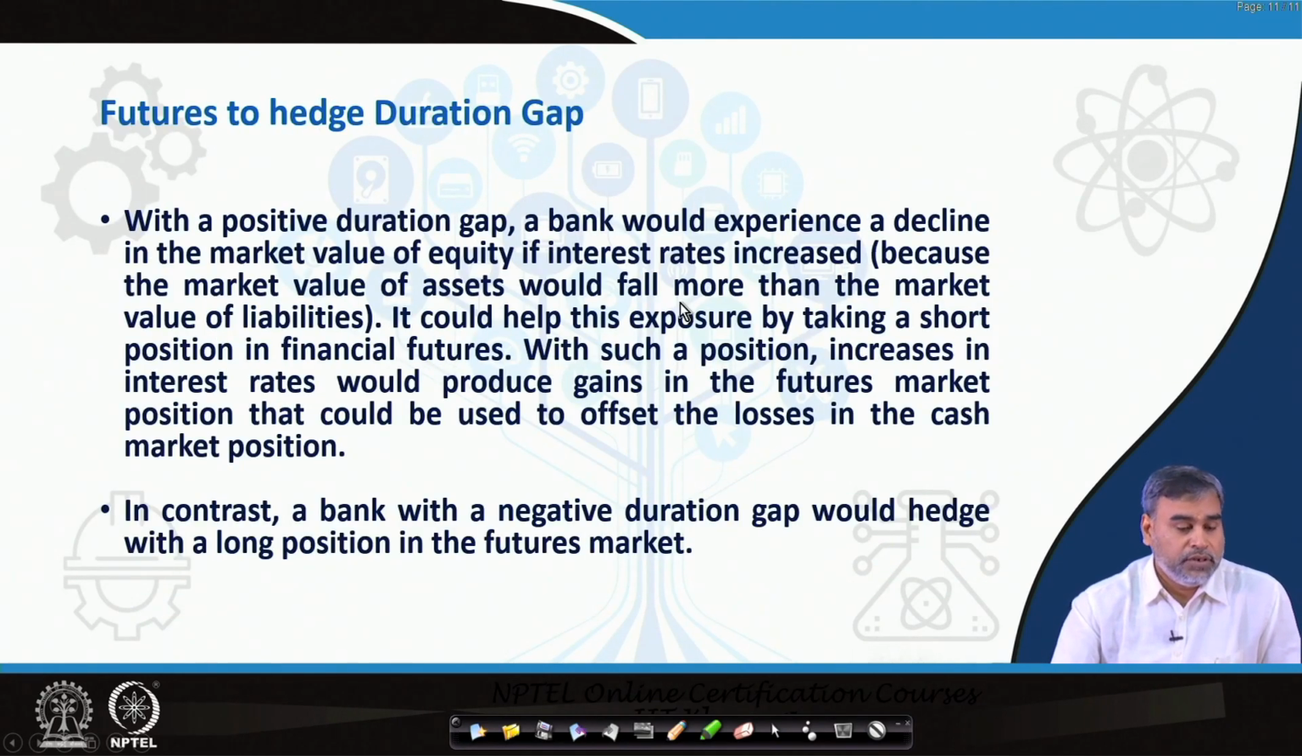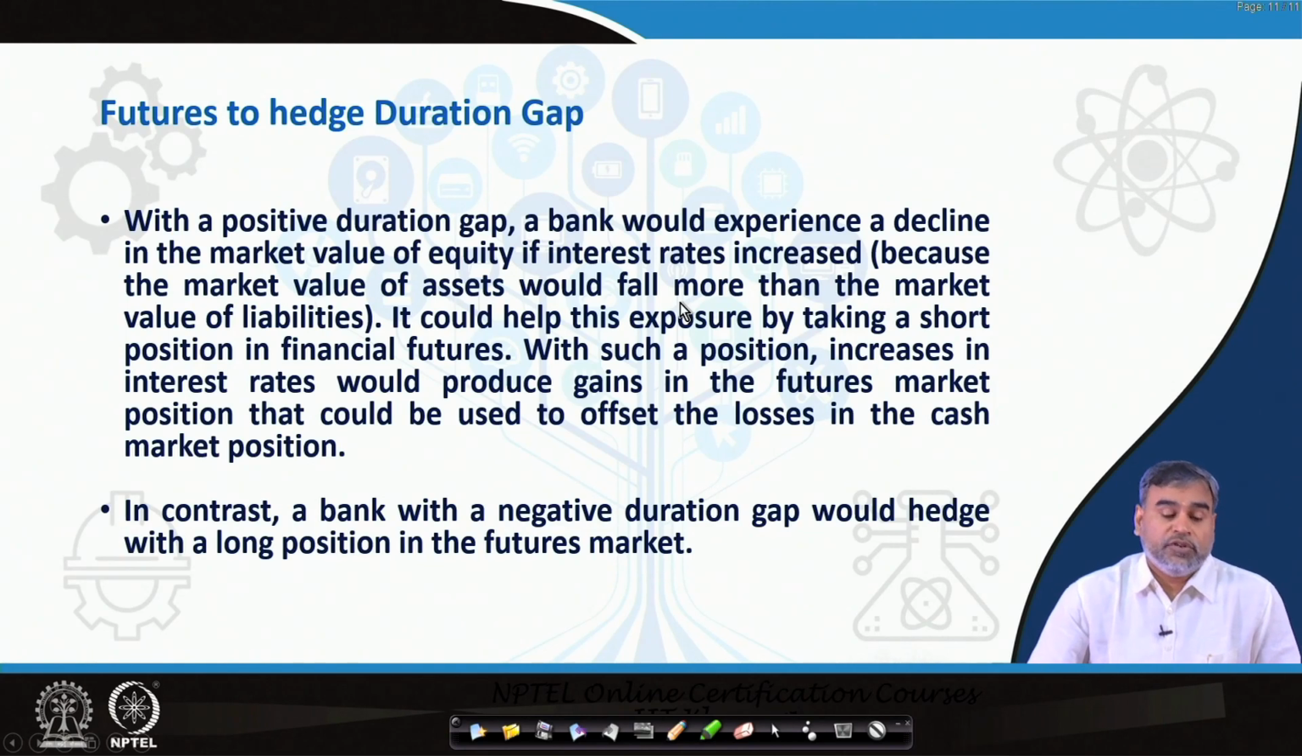Then we can also see it can be used for the duration gap. The same way we used it for the dollar gap. In the duration gap also, with a positive duration gap, a bank would experience a decline in the market value of equity if the interest rate increased, because the market value of assets would fall more than the market value of liabilities. So, it could hedge this exposure by taking a short position in the financial future. With such a position, increases in the interest rate would produce gains in the futures market that could be used to offset the losses in the cash market positions.